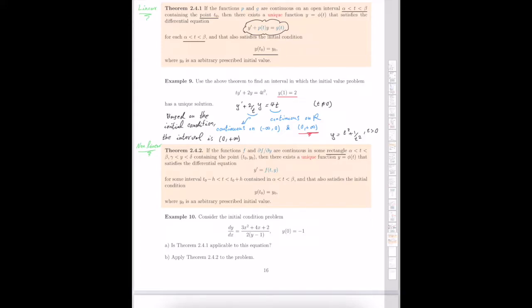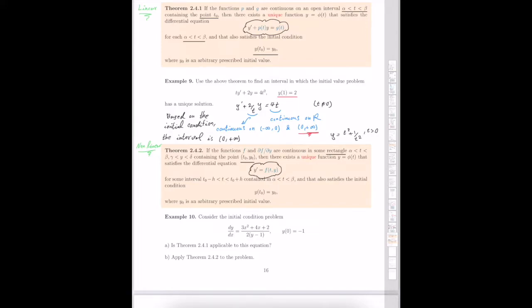So if they are continuous on some rectangle containing the point, this time, because again we have a t, we have a y, it should include this point t0 and y0, then there exists a unique function or solution similar to the one in the above theorem, y equal to phi(t), that obviously again should satisfy the general form of a first order differential equation.